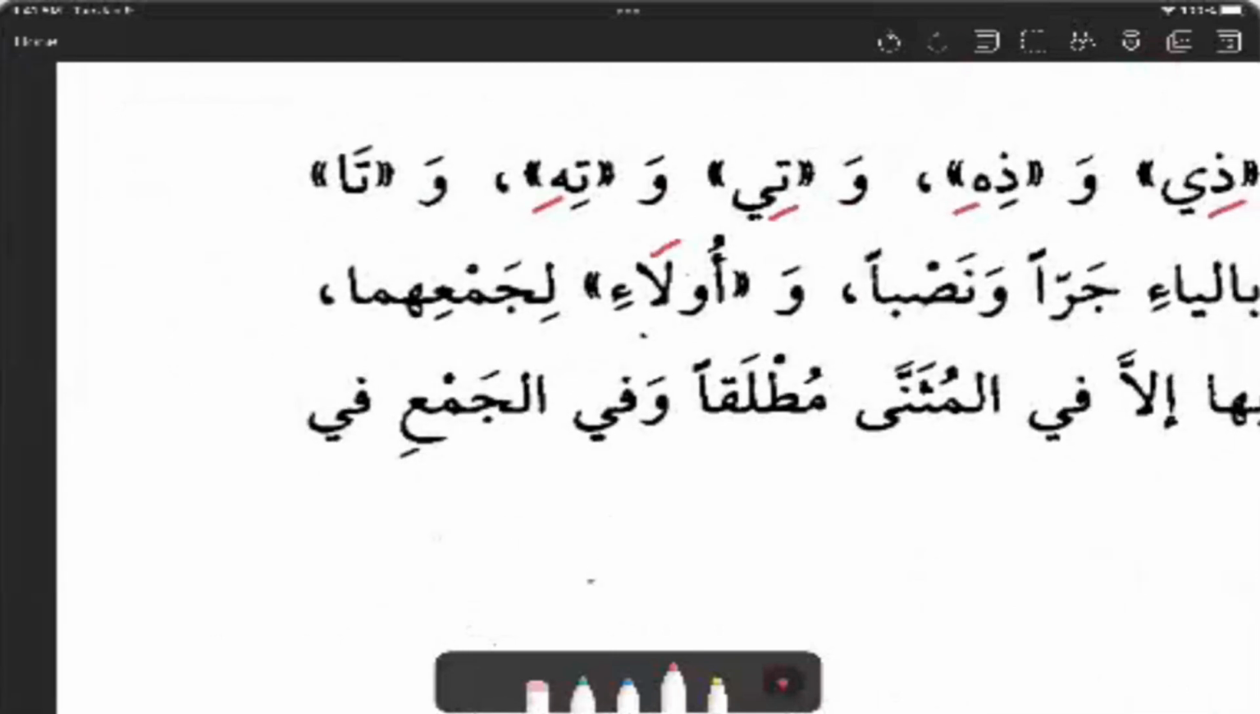وَأُولَا لِجَمْعِهِمَا, and to point to three or more, masculine or feminine, you say ula, those, or these, without pronouncing that wow there. That wow is silent. It's not ula, it's just ula.